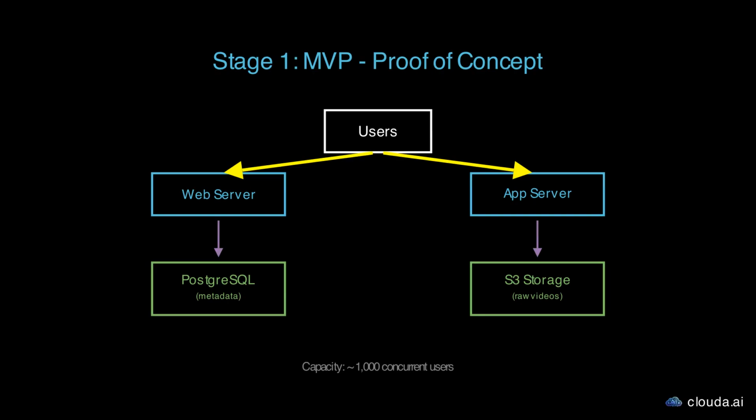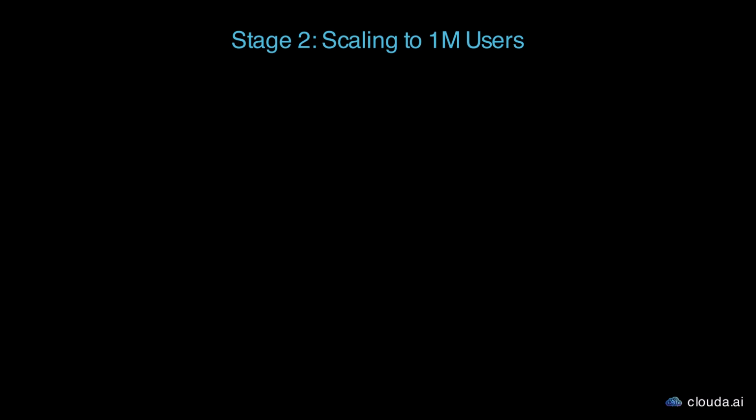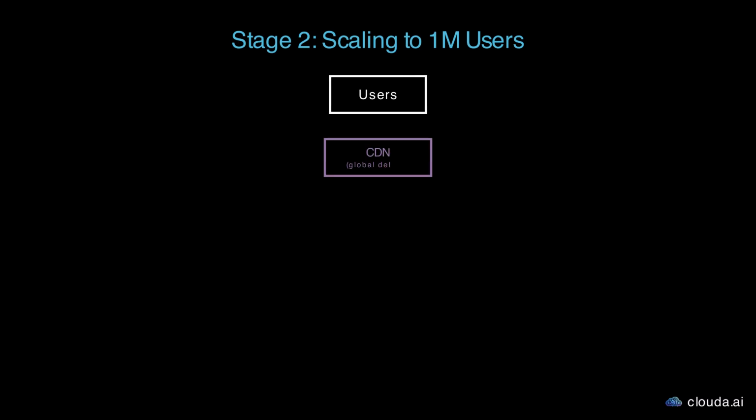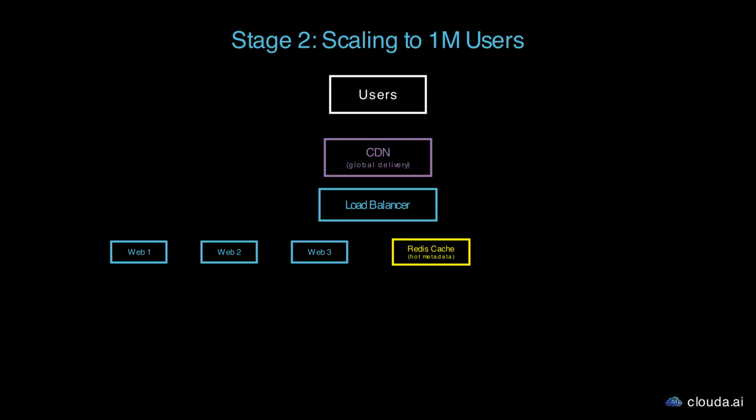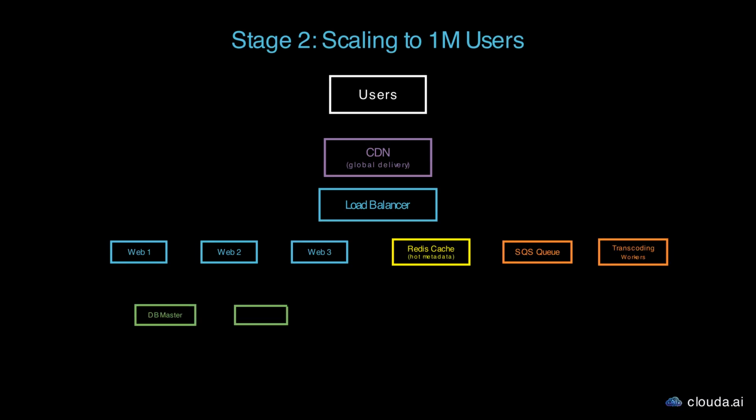Users can upload videos, watch them, create accounts, and search for content. It's designed to handle around 1,000 concurrent users, which is perfect for our initial proof of concept and testing phase. As we scale to 1 million users, we hit critical bottlenecks. Video processing blocks uploads, database reads slow down search queries, and streaming from our origin servers becomes expensive.